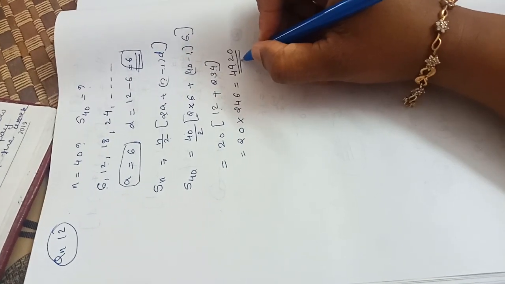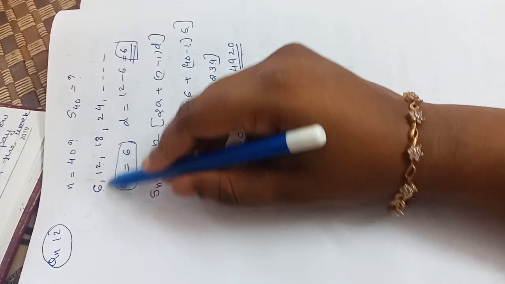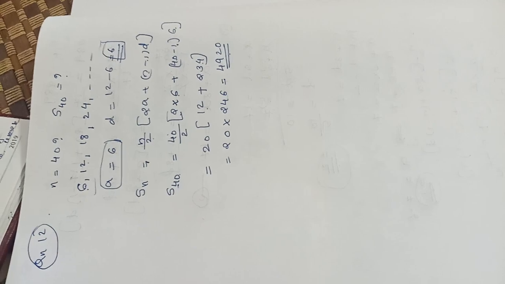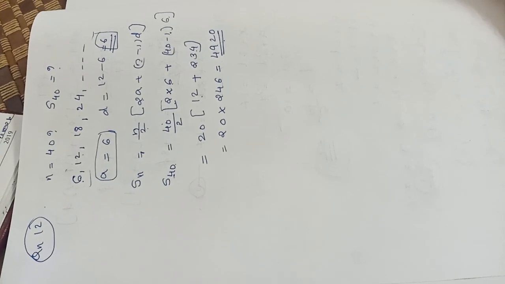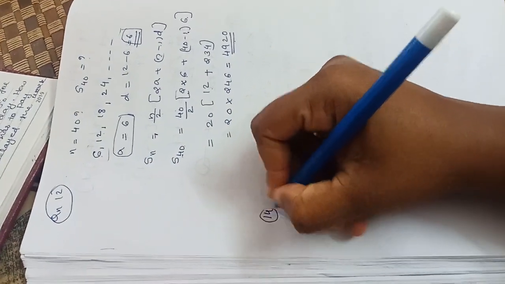This is the sum of the first 40 terms, and all these terms are the required AP that you have to form from the question. Okay. Next, question number 13. Do it as homework. You can apply the same method. Next, I am going to explain question number 14.